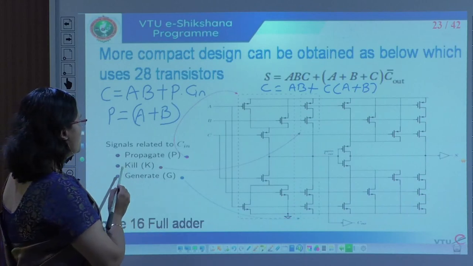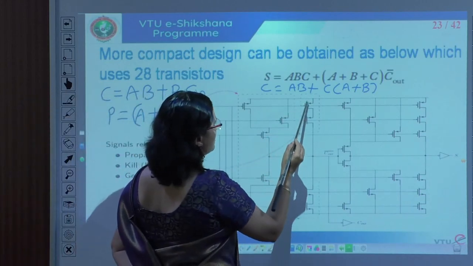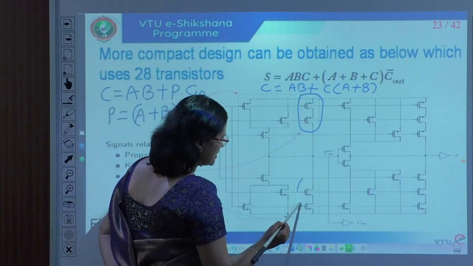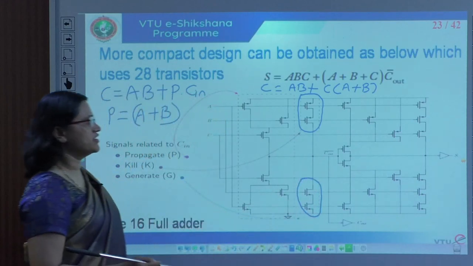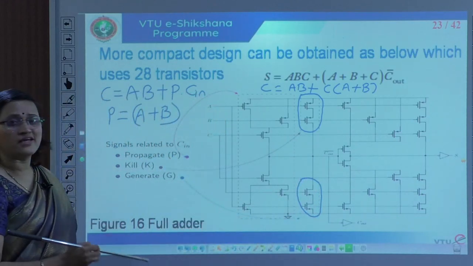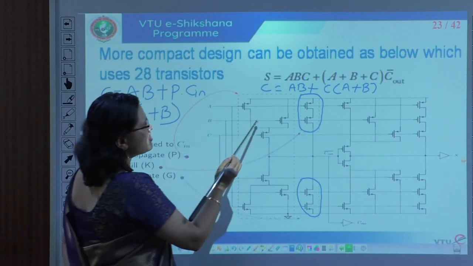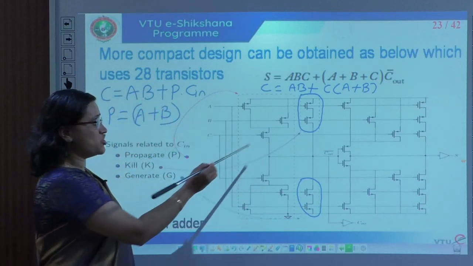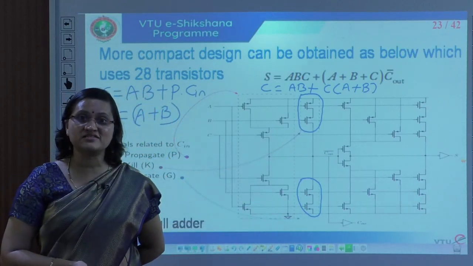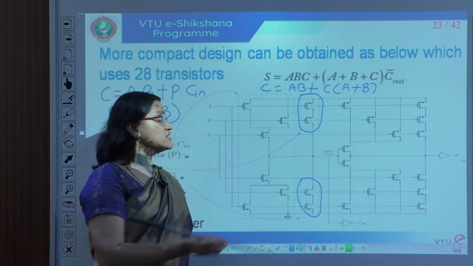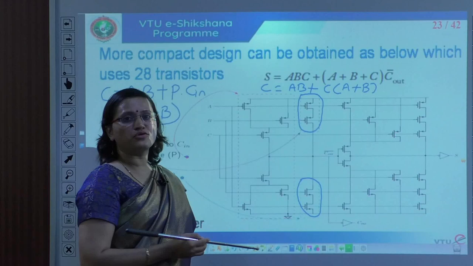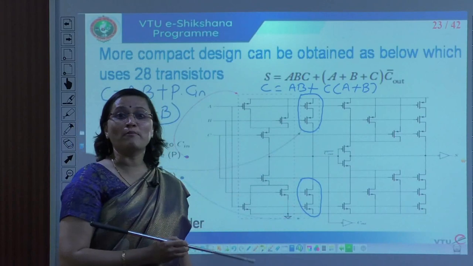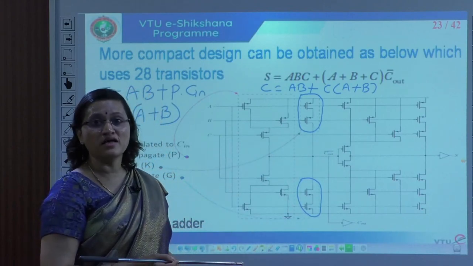Now you can see this part is referred to as the kill function. Similarly, this part is referred to as the generate function. Look at this circuit diagram. Your PMOS network is identical to your NMOS network. It does not work with conduction complements. You can see here, that's why this is also called a mirrored full adder.